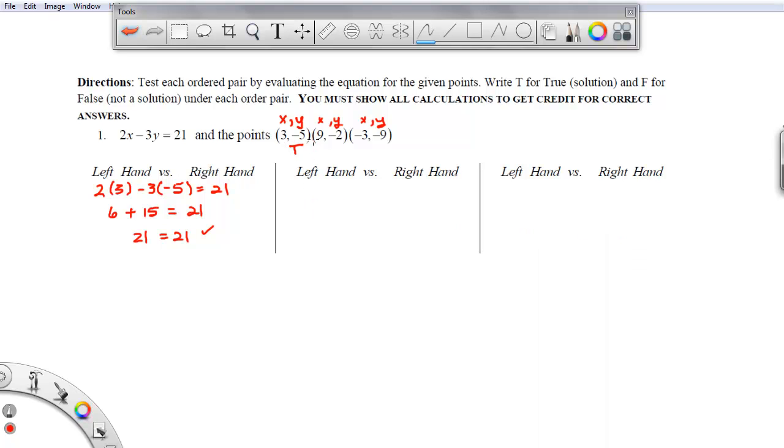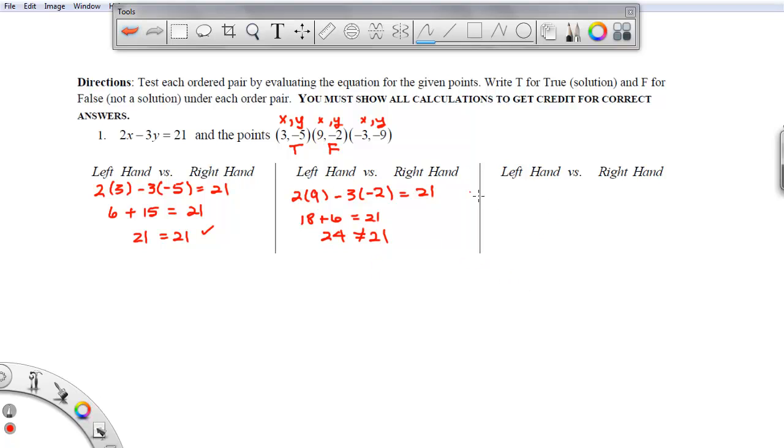So I have 9 is the x, and negative 2 is the y, so 2 times x will be 2 times 9, minus 3 times a negative 2. That's supposed to equal 21. 2 times 9 is 18. Negative 3 times negative 2 is a positive 6. 18 plus 6 is 24. And 24 does not equal 21. So that's a false statement.